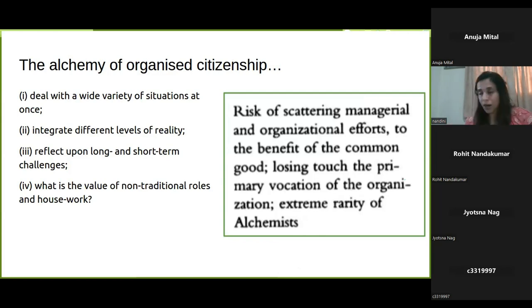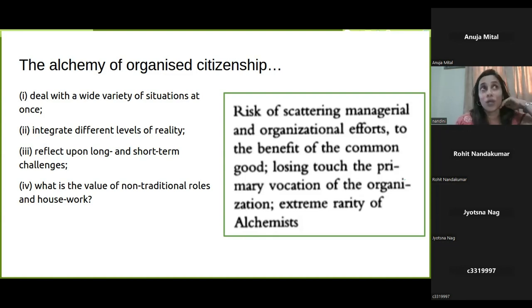And then just thinking of such organized citizenship and such organized behavior is obviously challenging, because one has to deal with a wide variety of situations at once, right? We also have to integrate different levels of reality with respect to the site, what is important. There are also very important long and short-term challenges that we need to think about.